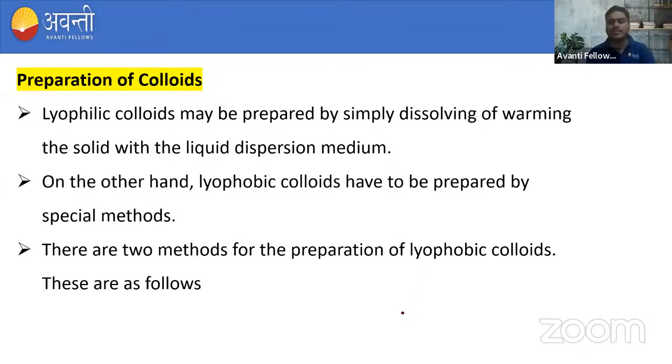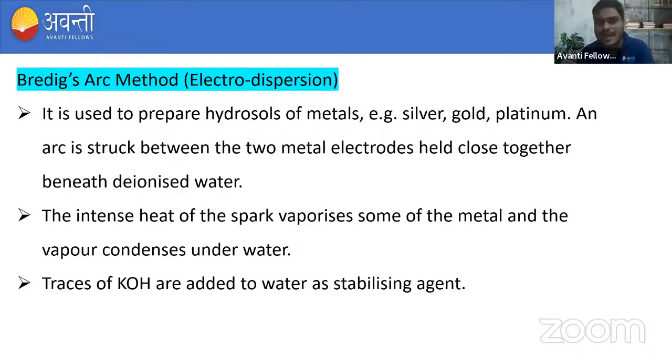The first method for the preparation of lyophobic colloids is Bredig's arc method, also known as the electrodispersion method. Always remember this term. It is used to prepare hydrosols of metals. What do you mean by the term hydrosol? Can anyone explain? We already classified colloids and saw what a hydrosol is and what an aerosol is. It is used to prepare hydrosols of metals like silver, gold, platinum.